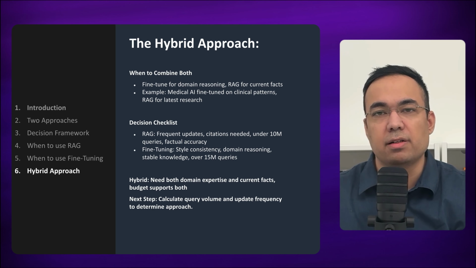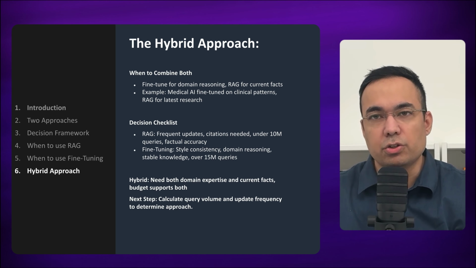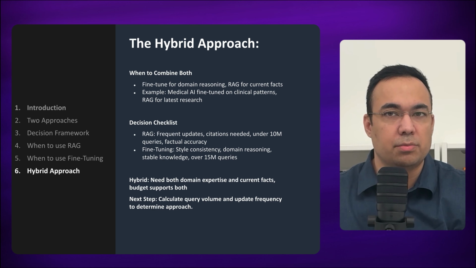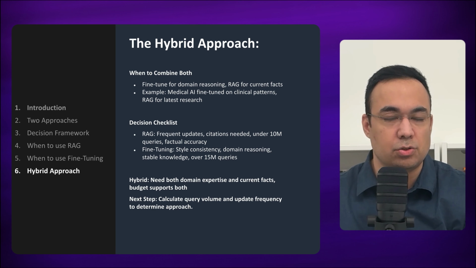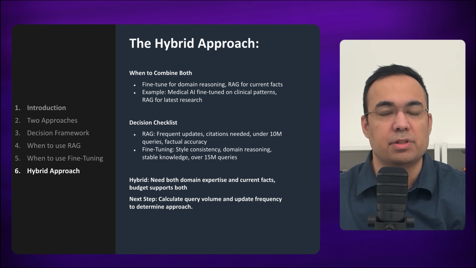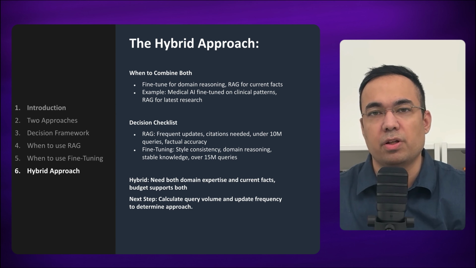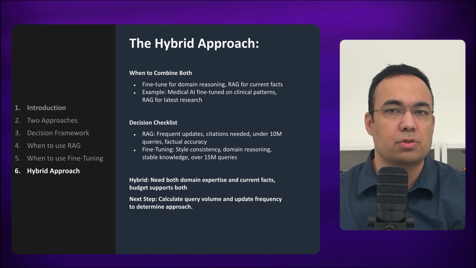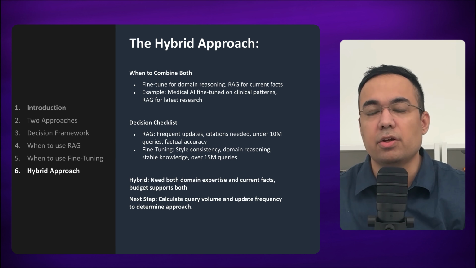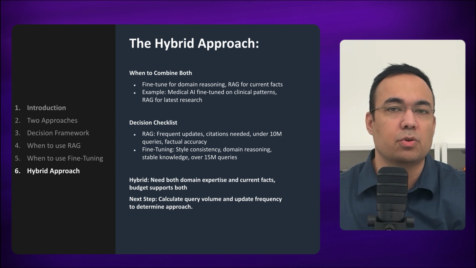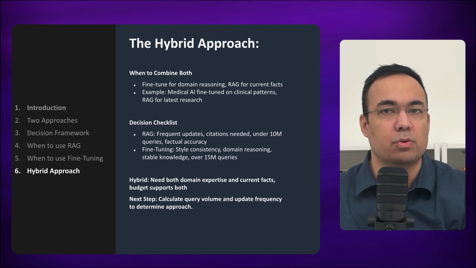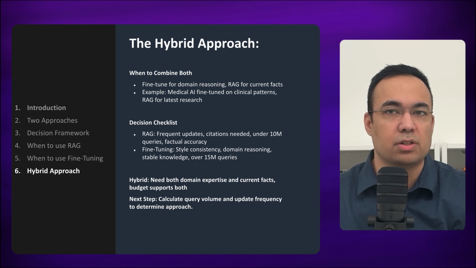So let me give you a practical decision checklist you can actually use. You should be using RAG when your knowledge updates frequently, you need citations to source documents, your query volume is under around, let's say, 10 million queries annually, and your factual accuracy with current information is your primary concern. You should choose fine-tuning when you need style consistency across outputs, you need domain-specific reasoning patterns, your knowledge is relatively stable over time, and your query volume exceeds around 15 million queries annually where the upfront training cost gets amortized.